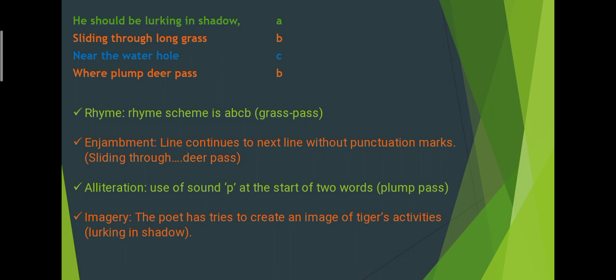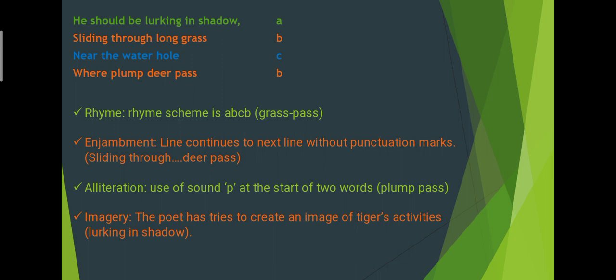So here, if you observe the three lines, "sliding through long grass, near the water hole where plump deer pass," these three should be considered as a single sentence. So this is called enjambment.